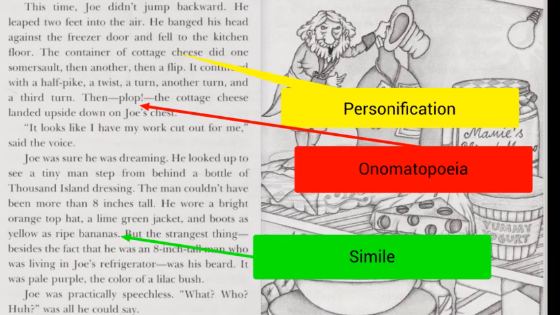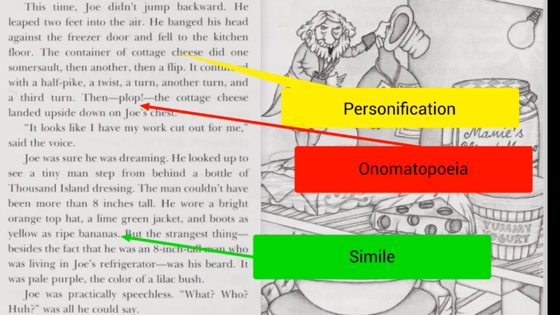This time, Joe didn't jump backward. He leapt 2 feet into the air. He banged his head against the freezer door and fell to the kitchen floor. The container of cottage cheese did 1 somersault, then another, then a flip. It continued with a half pike, a twist, a turn, another turn, and a third turn. Then plop, the cottage cheese landed upside down on Joe's chest.